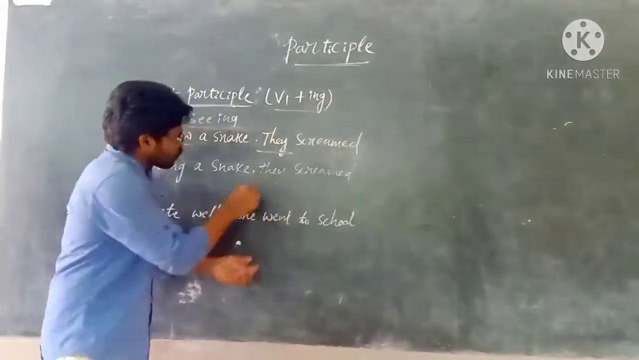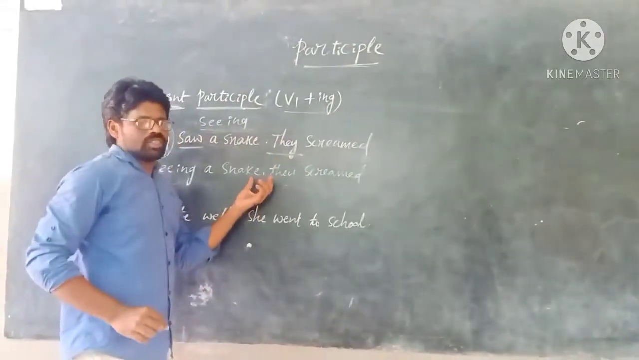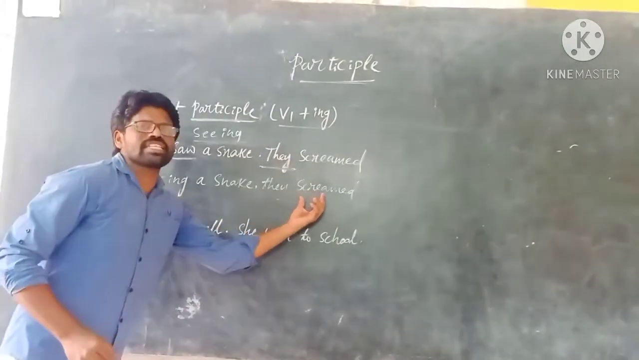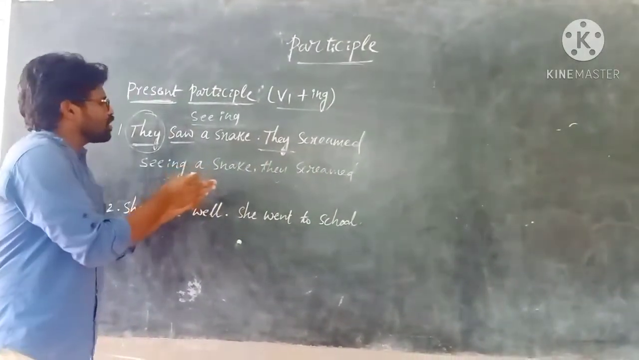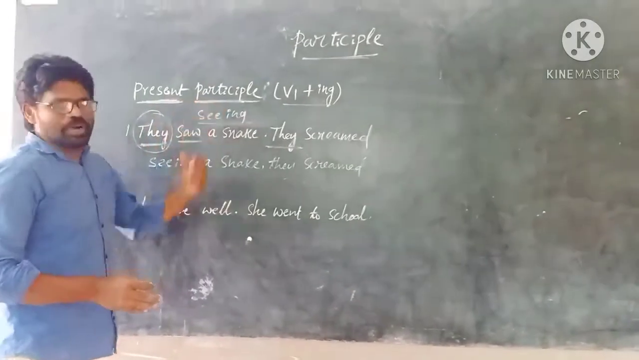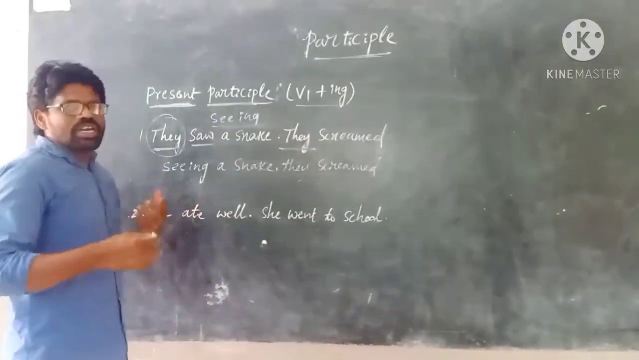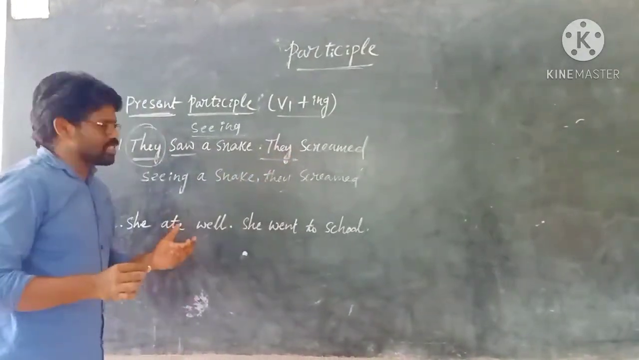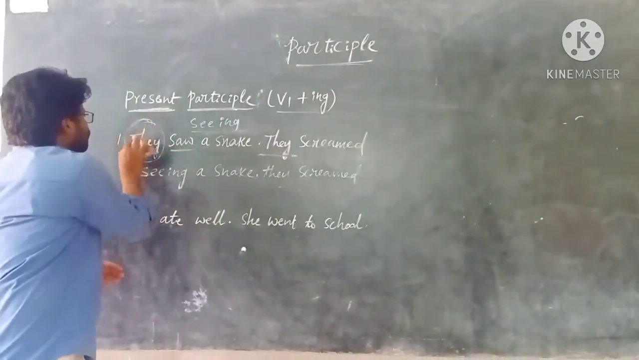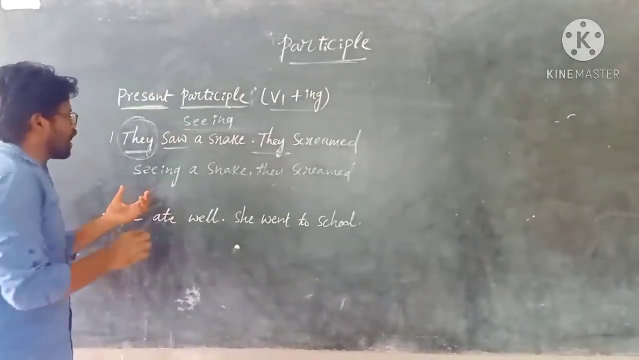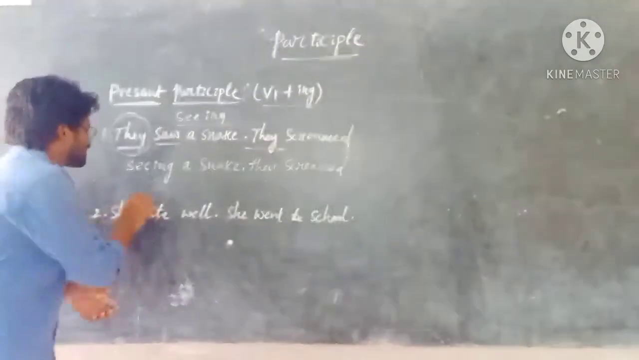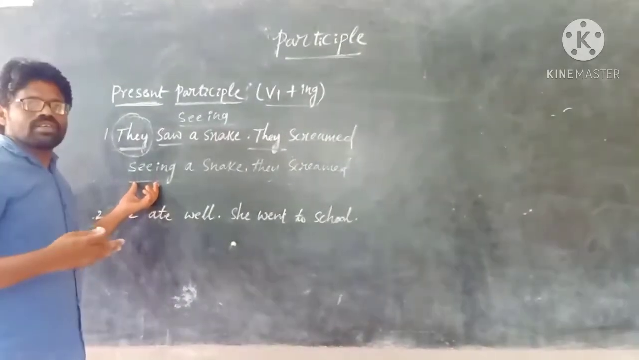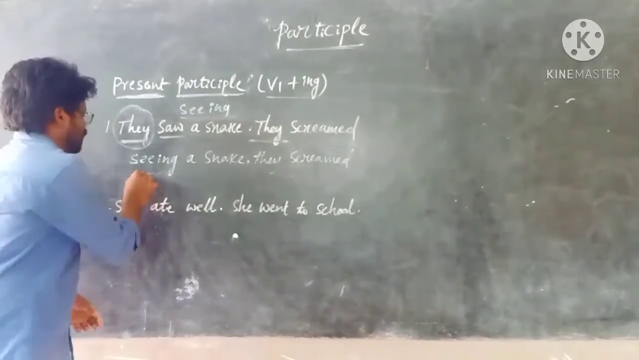We have to write small letter, and we combine the sentence. Seeing a snake, they screamed. This is the way to combine two sentences using present participle. Okay, how are we combining here? The subject of the first sentence and the second sentence are the same. We have to remove the subject of the first sentence and start the sentence using present participle, meaning going, writing, seeing, like that.